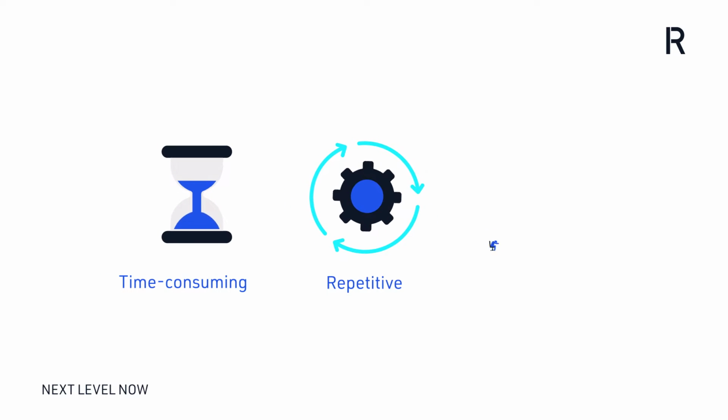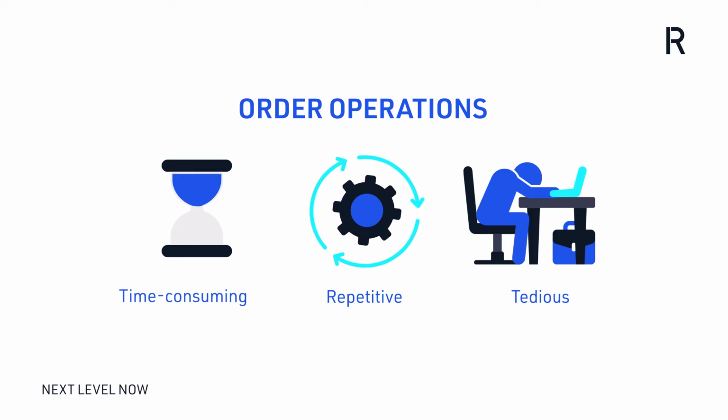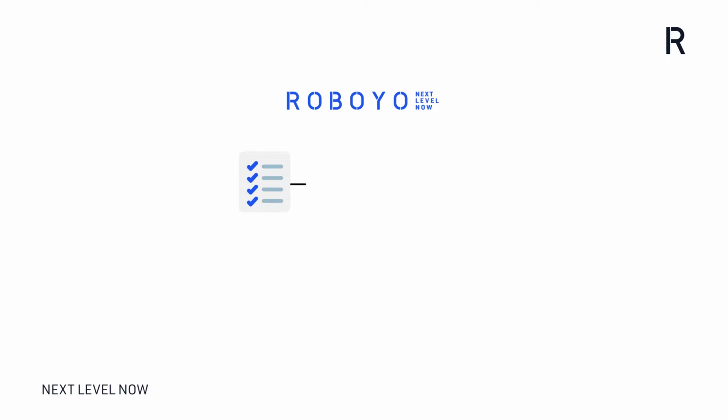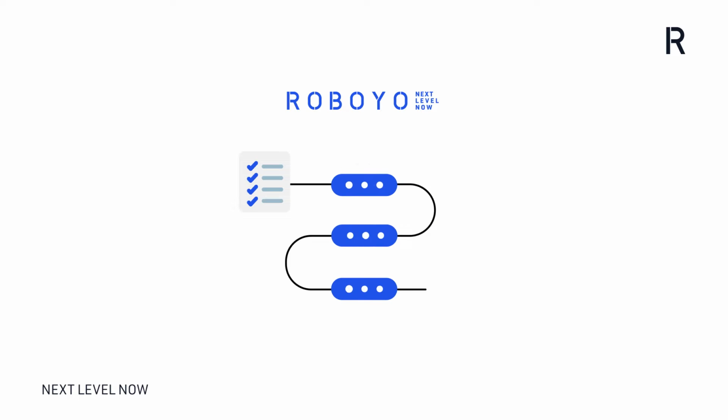With robotic process automation, organizations can automate time-consuming, repetitive, and tedious order operations processes. In this demo, you'll see how Roboyo helped a large conglomerate automate the planning and scheduling of packages in the maintenance and engineering department end-to-end with RPA.